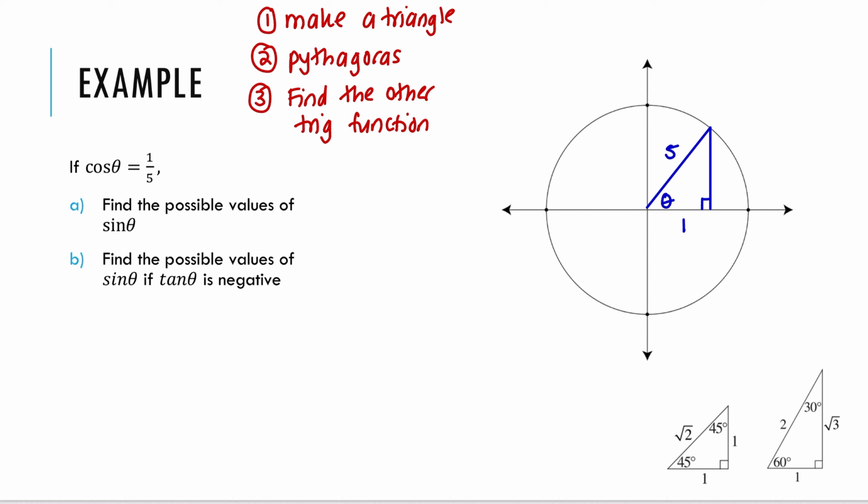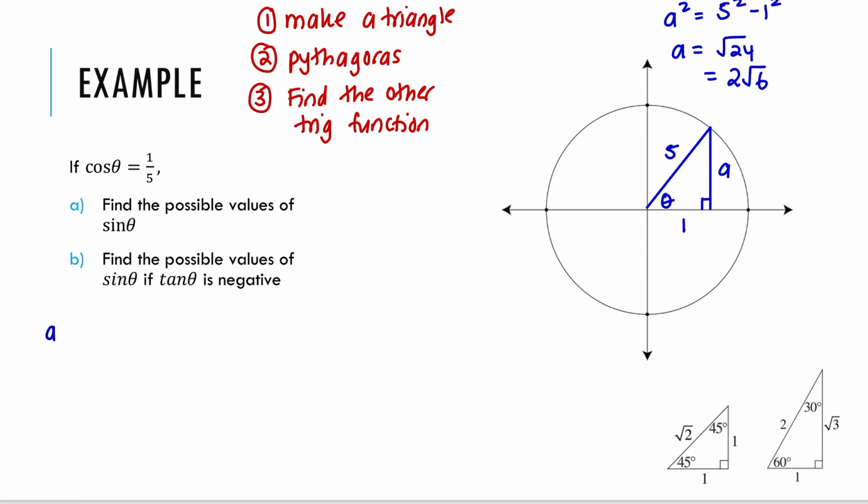Actually, let's call it A. So A squared is equal to 5 squared minus 1 squared. So A will be equal to the square root of 24. So that does simplify, I believe, to 2 root 6.